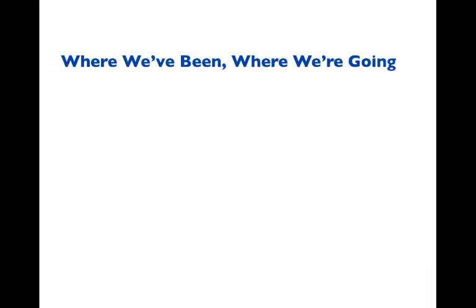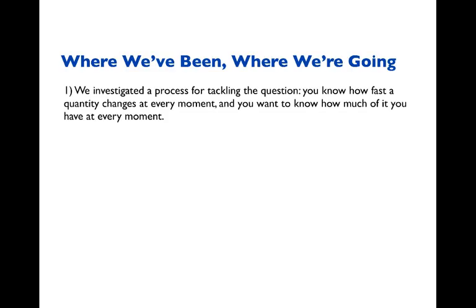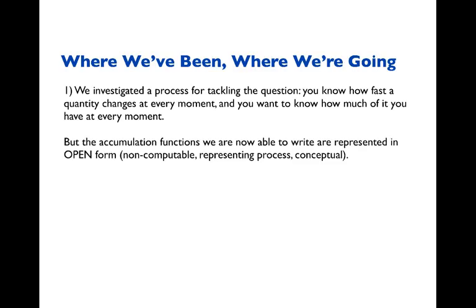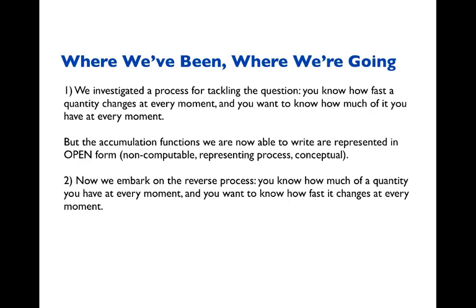Okay, so let's summarize where we've been going. We investigated a process for tackling the question: you know how fast a quantity changes every moment, and you want to know how much of it you have at every moment. Okay, that's what we've been doing. But the accumulation functions we are now able to write are all represented in open form. Integral function form is an open form, which is non-computable, representing process, conceptual. So now we embark on the reverse process. Which is that? You can read it.